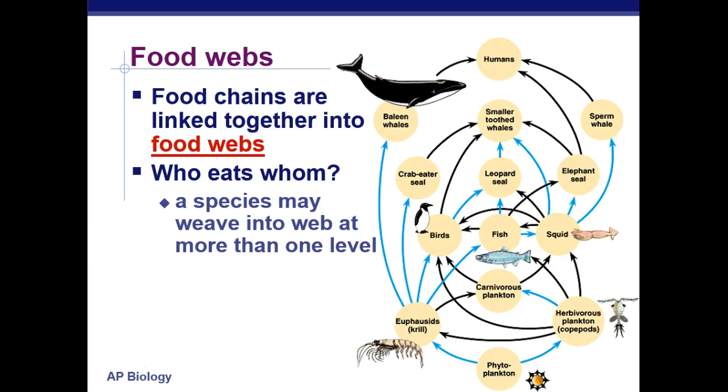So for instance, if we look at the leopard seal, which is just top center of this diagram, leopard seal is right here. You can see that that leopard seal can eat fish. The fish in turn can eat copepods, herbivorous plankton, who fed on phytoplankton. But that's not the only food chain that can end at a leopard seal. The leopard seal could have eaten a bird, like a penguin. That bird could have eaten krill, and the krill could have fed off the phytoplankton.